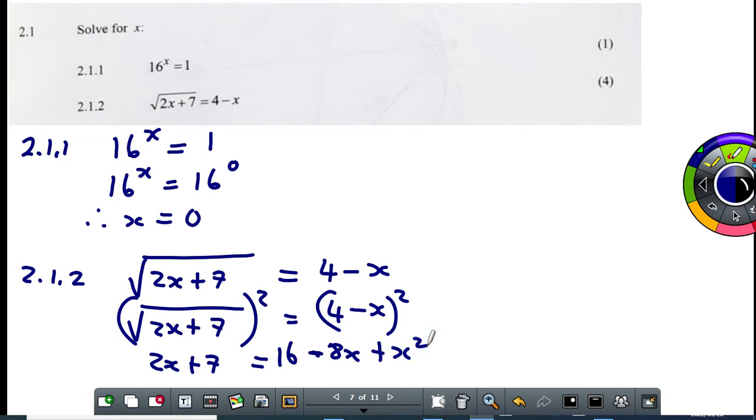Okay? You must be aware that 4 minus x all squared gives me a perfect square trinomial. How do I get the perfect square trinomial? The first term is the square of the first term. The last term is the square of the second term. The middle term is 2 times the product of 4 and x, or 4 and minus x actually.